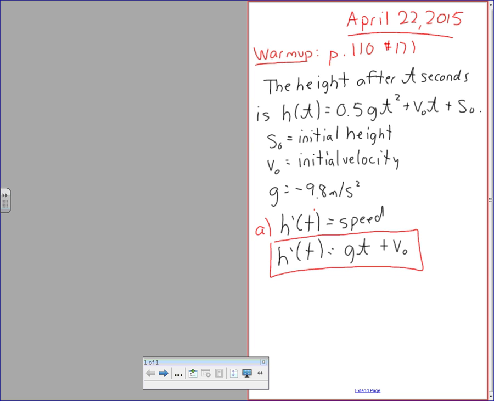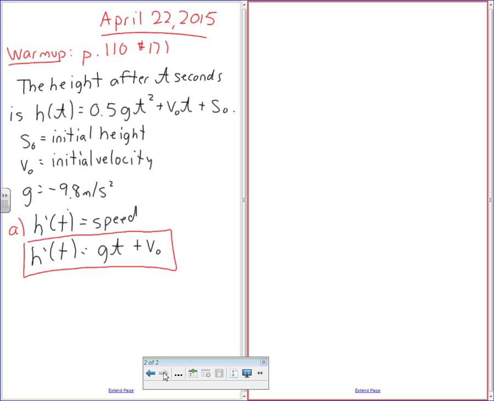What's acceleration going to be then? If h prime of t is speed, what's acceleration going to be? Okay, h double prime. So I'm going to call that h double prime of t equal to acceleration.